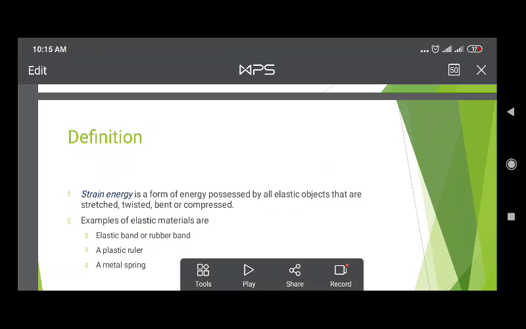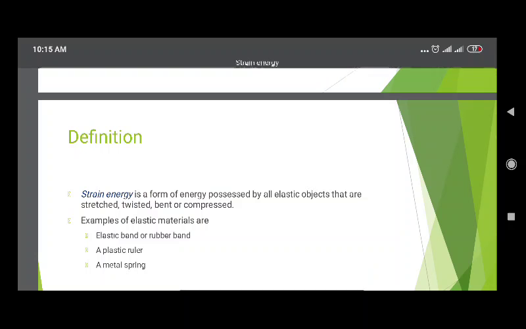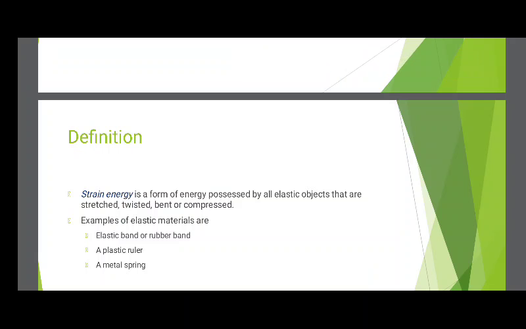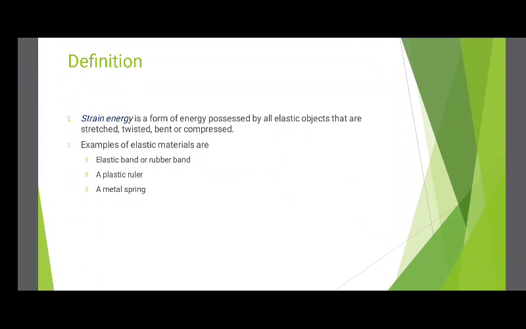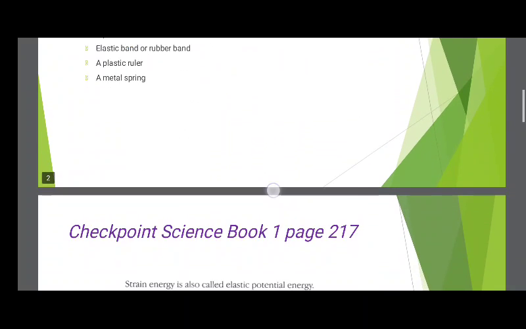Now, examples of elastic materials, we have elastic band or rubber band, okay? When you talk about elastic materials, you talk about materials which, when you pull them apart and then you release them, they can go back to their original shape. If you bend them and you release them, they can go back to their original shape. Those are called elastic materials. So you also have a plastic ruler, okay, because when you bend it and you release it, it goes back to its original shape. Therefore, it means it's an elastic material. And also a metal spring, when you stretch it and you release it, you know what it does? It goes back to its original shape.